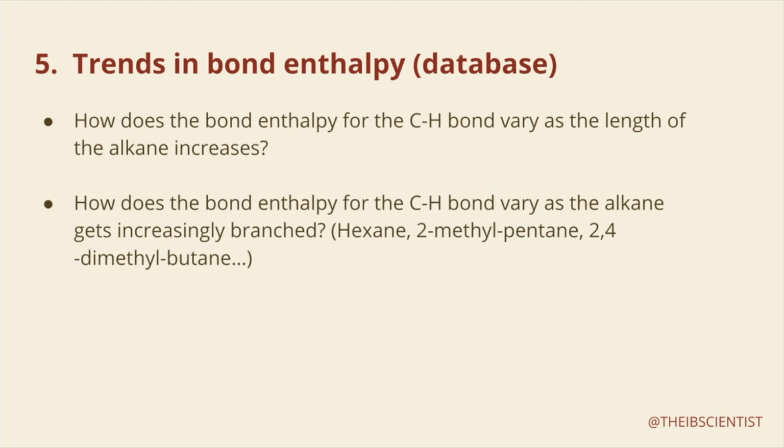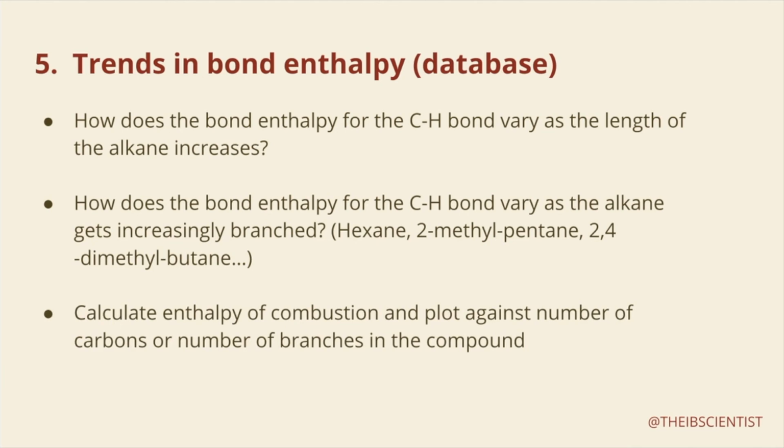So that would basically mean you take an alkane with, let's say, 6 carbons, like hexane. Hexane is a straight line of 6 carbons. Then 2-methylpentane is also 6 carbons, but only 5 in a row with 1 carbon branching off. Then similarly, 2,4-dimethylbutane is also 6 carbons, but it's only 4 carbons in a row and with 2 branching off. So you can ask yourself, if this alkane gets increasingly branched, how does the bond enthalpy change? This also, like the first point, relies on enthalpy of combustion, and you can calculate that and plot it against the number of CH bonds and see how that changes.